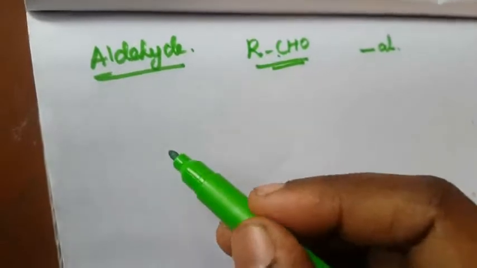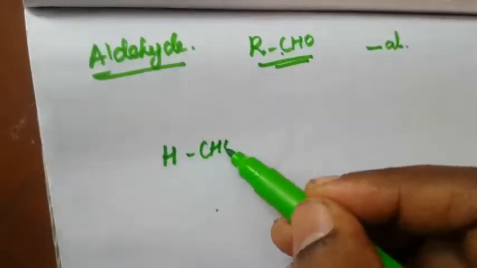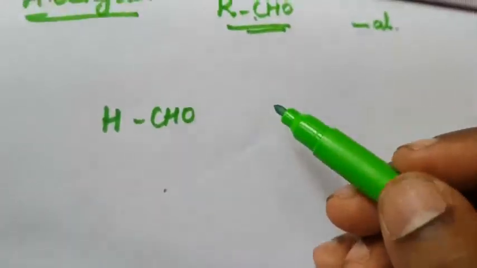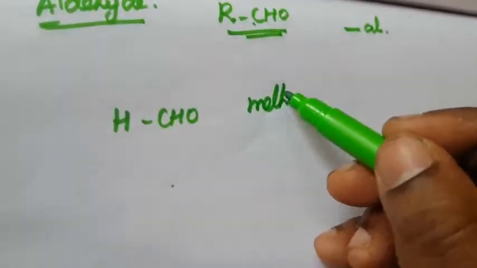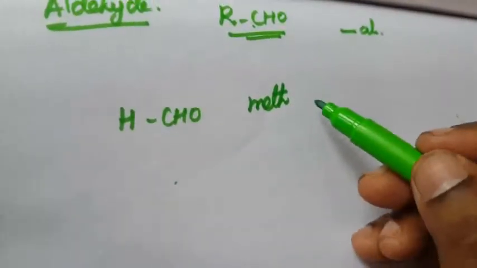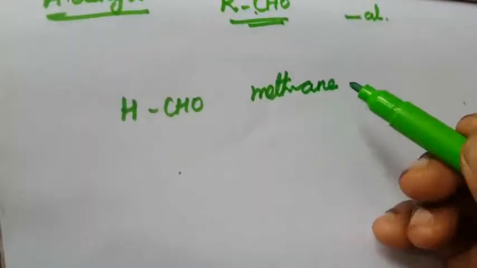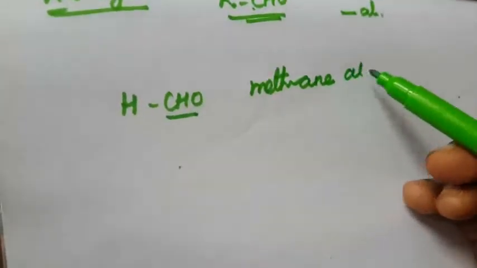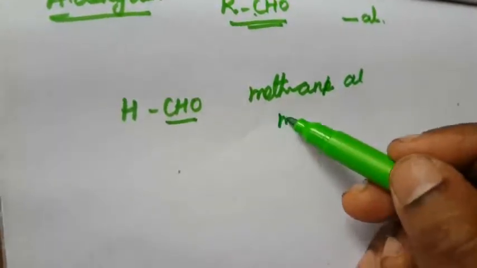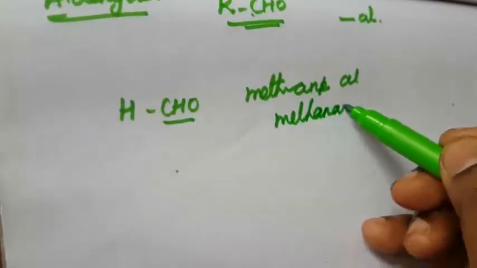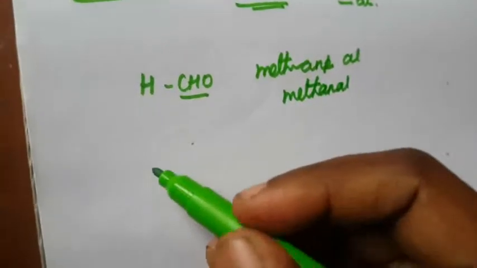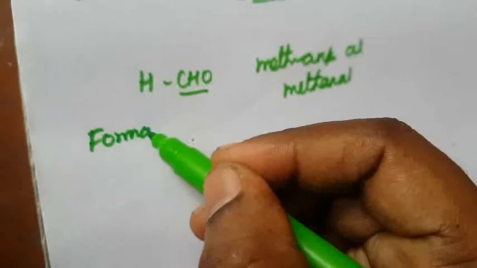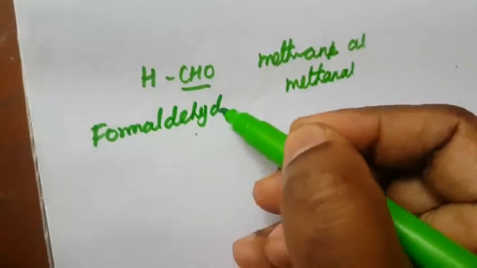Now first one is HCHO. How many carbons are there? Only one carbon. What is the root word? That is meth. Whether the compound is saturated, the primary suffix is ANE. Okay, so that is the suffix, and aldehyde suffix ends at AL. So we are combining that, so that is methanal. Then what is the common name of this compound? Formaldehyde.